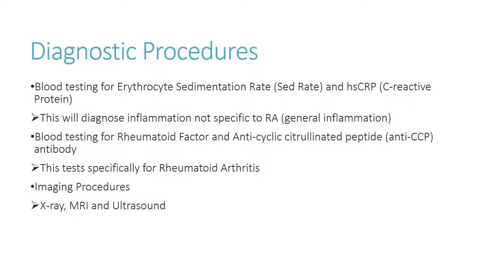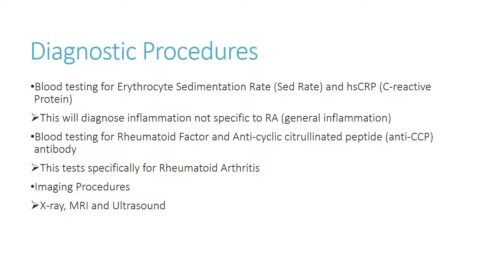Diagnostic procedures for RA include a variety of blood tests and possibly some imaging procedures such as X-ray, MRI, or ultrasound. An elevation in erythrocyte sedimentation rate and hsCRP, which is C-reactive protein, can only indicate a presence of inflammation in the body. These elevated blood tests are not exclusive to RA, but can indicate a general presence of inflammation.